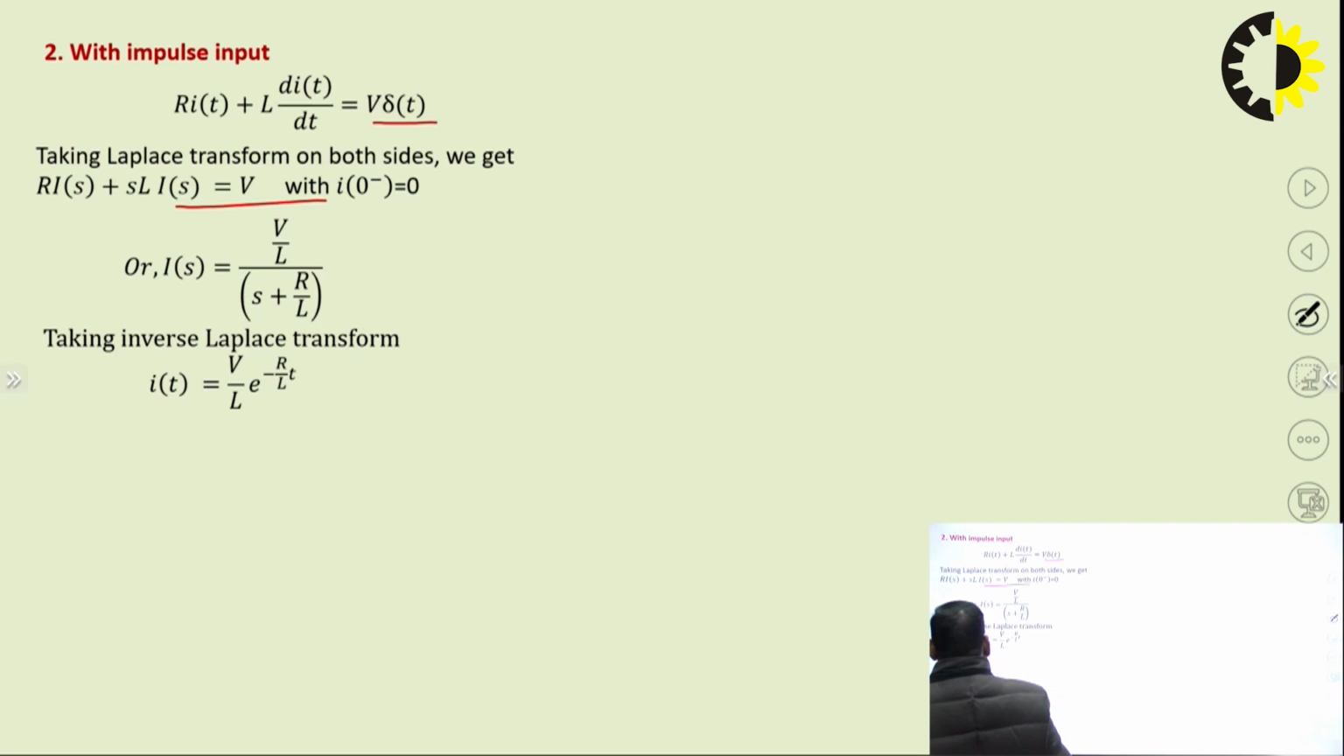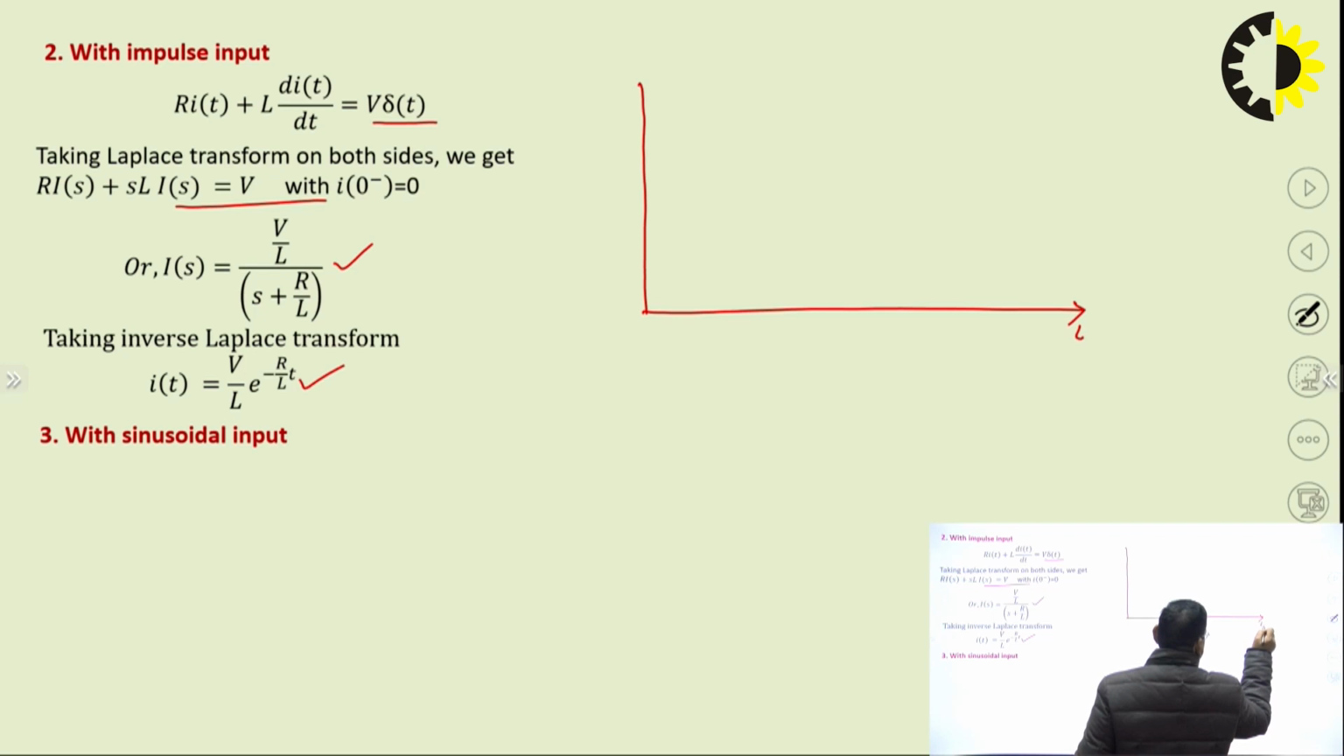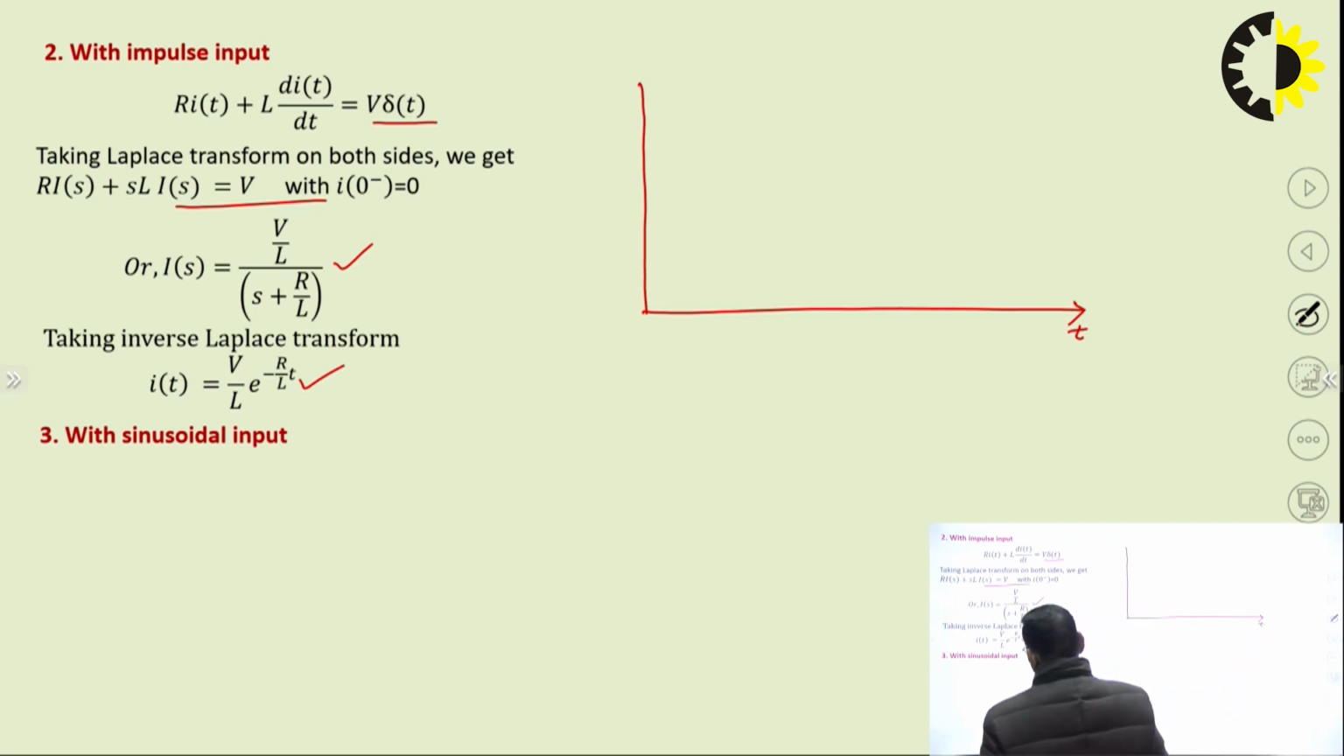So, we write the expression for I(s): this is V by L, divided by S plus R by L. Then take the inverse, as it is in the standard format, so directly we can write the expression for it in the time domain, and we can plot. Here we also plot the wave shape. When t is 0, its value is V by L. So, say this is V by L.